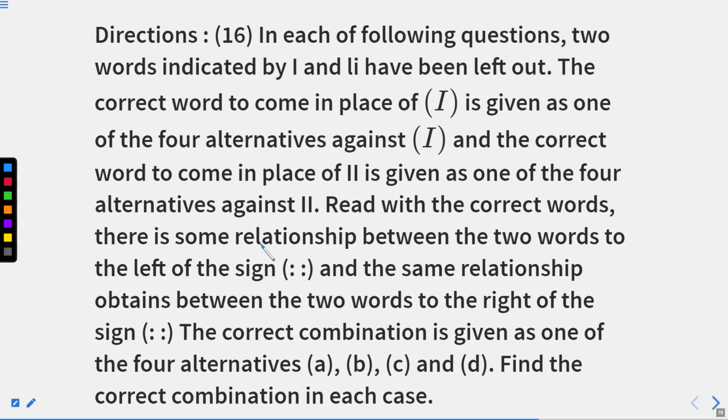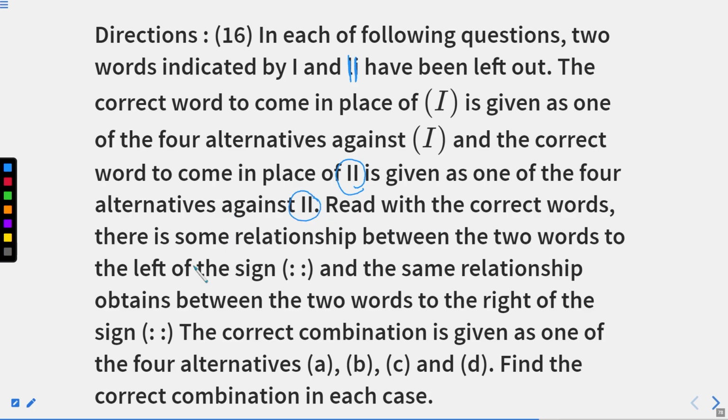Now I am moving to question number 16, for which we have a set of instructions that says that in each of the following questions, two words indicated by first and second have been left out. The correct word to come in place of first is given in one of the 4 alternative options against 1, and the correct word in place of 2 is also given in one of the 4 alternative options against 2 itself.